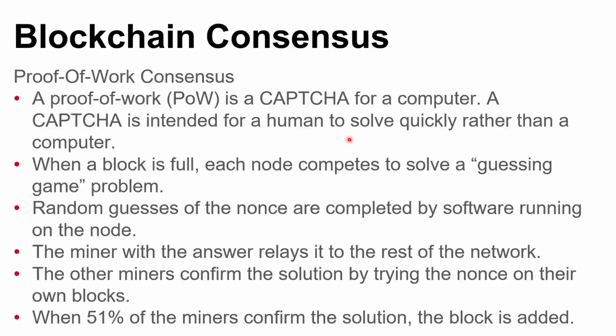Once a miner actually has that block, he or she relays that new block to the rest of the network, and all the miners confirm the solution by trying their nonce on their own blocks. If 51% of the miners agree, the block is added. Other blockchains can certainly have other rules, but 51% happens to be what the Bitcoin community is currently using.